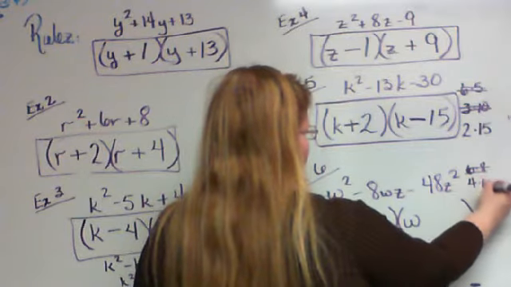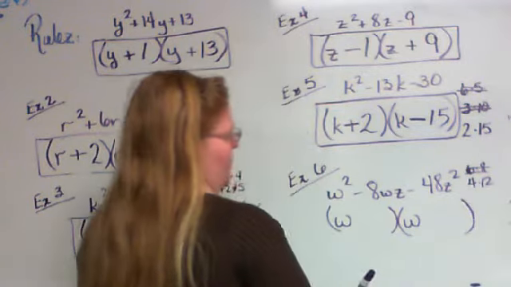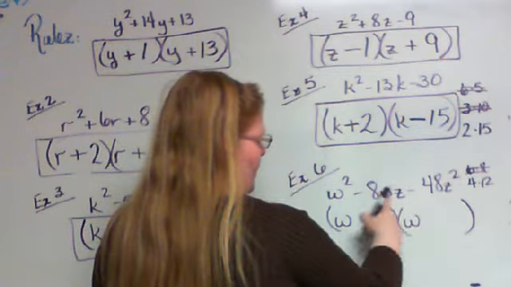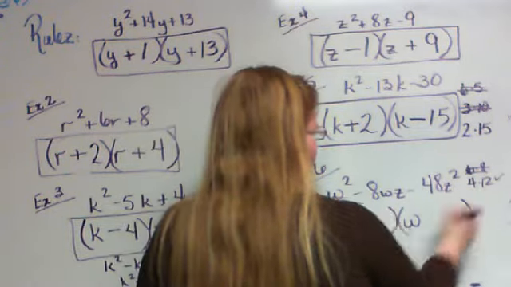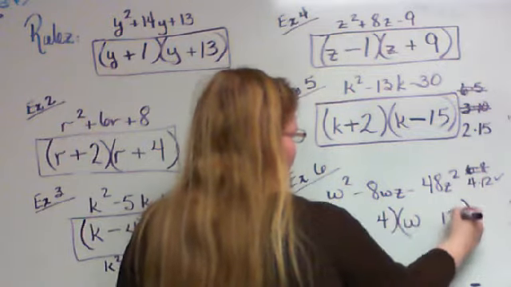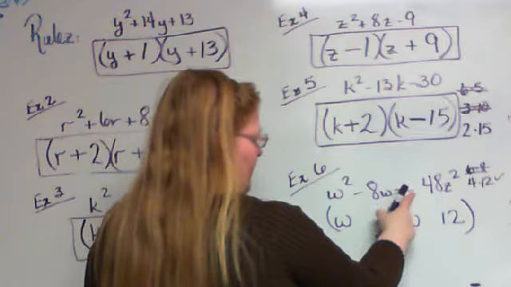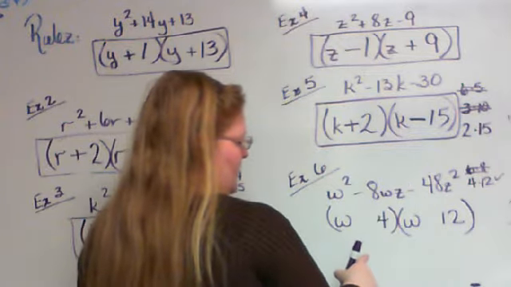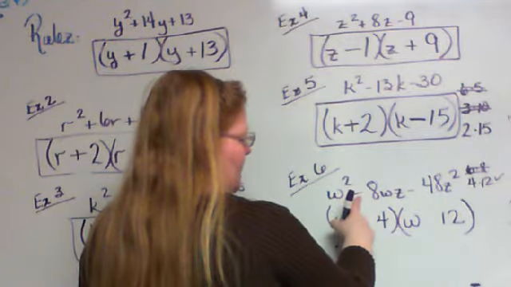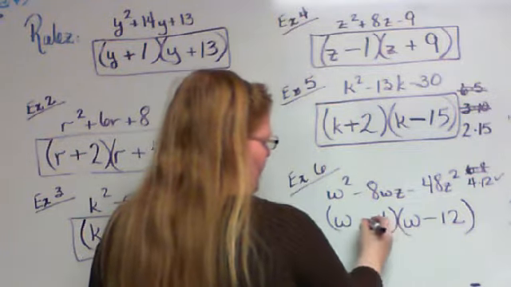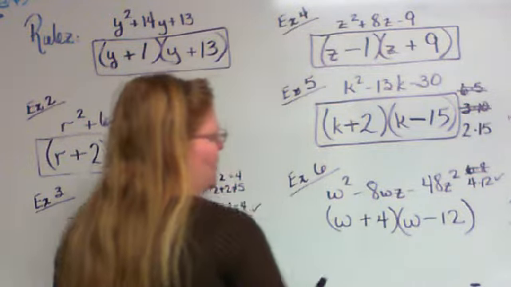4 times 12. 4 times 12 is 48. 12 minus 4 does give me 8. So that's what I want to use. 4 and 12. Okay? Minus in the back means my signs are different. Keep the same sign in the front with the largest number, so it's minus 12 and plus 4.